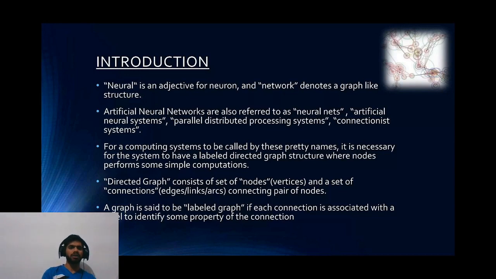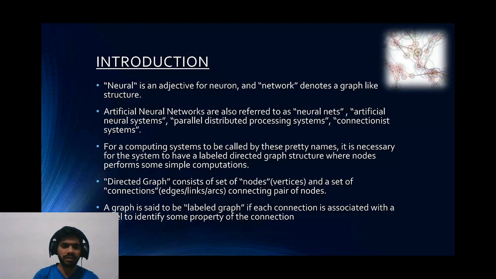So, introduction. Neural is an adjective for neuron, and network denotes a graph-like structure. Artificial neural networks are also referred to as neural nets, artificial neural systems, parallel distributed processing systems, connectionist systems. For a computing system to be called by these pretty names, it is necessary for the system to have a labeled directed graph structure where nodes perform some simple computations.